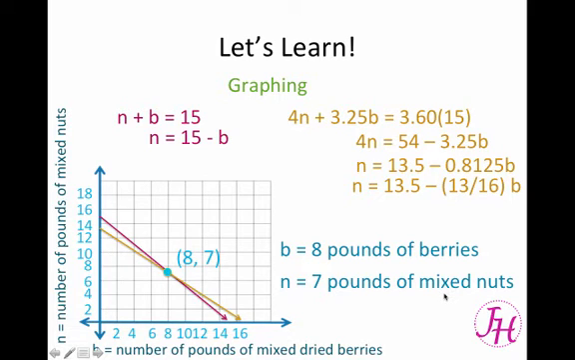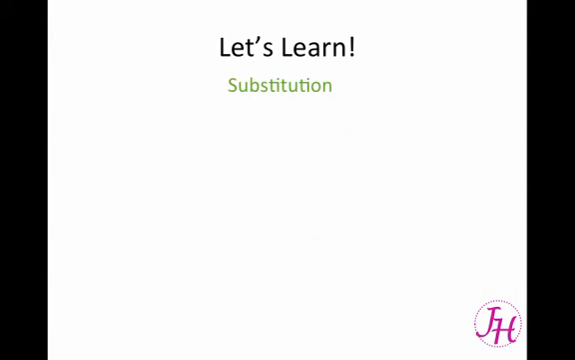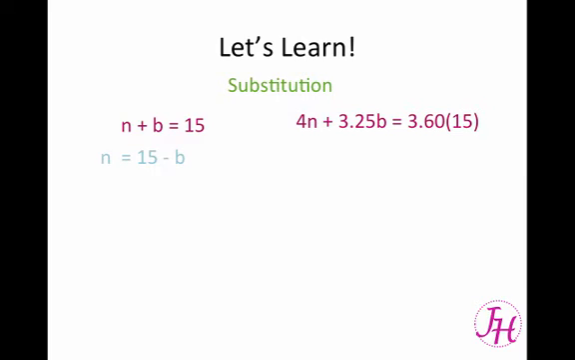Now let's look at a different method. Substitution. Again, we take our original two equations, and now we're going to get one variable by itself, so we get the n by itself, and then we're going to take that expression for n, the 15 minus b, and we're going to plug it in here for n in our second equation. We're substituting this expression 15 minus b in for the n. That's why it's called substitution. And then it's just solving for b.